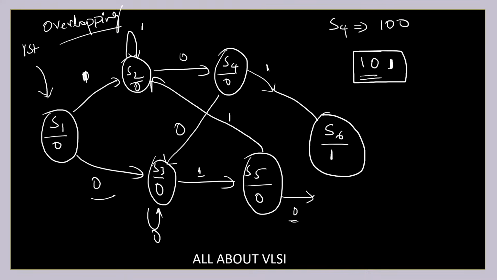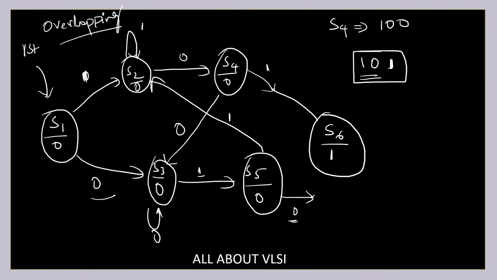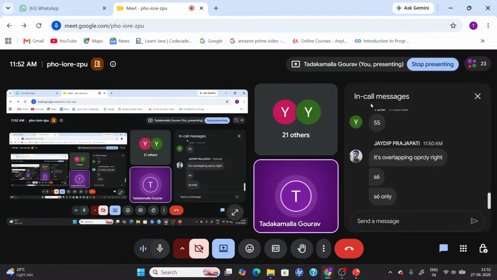My sequence has been detected. Exactly. I'm going to S6 only. You can take one more state also. It's not a problem, but it is unnecessary. You're going to have one unnecessary extra state and unnecessary transitions. So instead of that, S6 is a common state where if I get 101 or 010, I'm going to a common state known as S6. So up to here, is it clear for everyone? Any doubts or any queries?